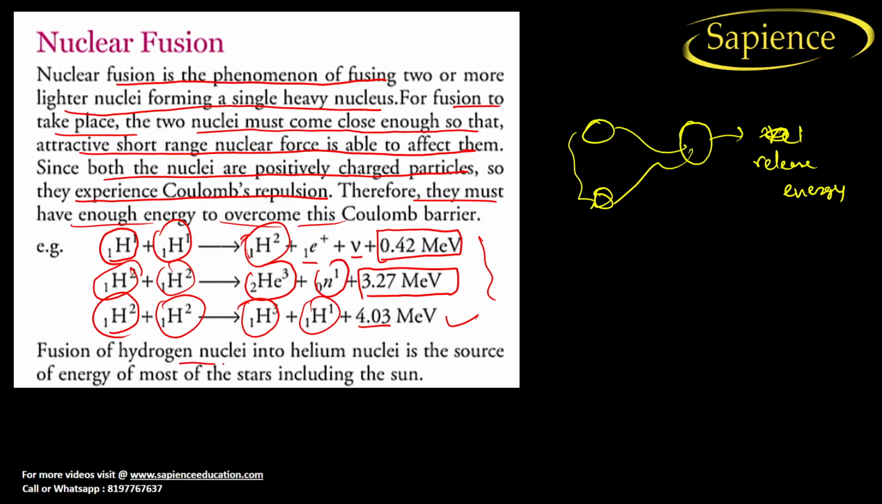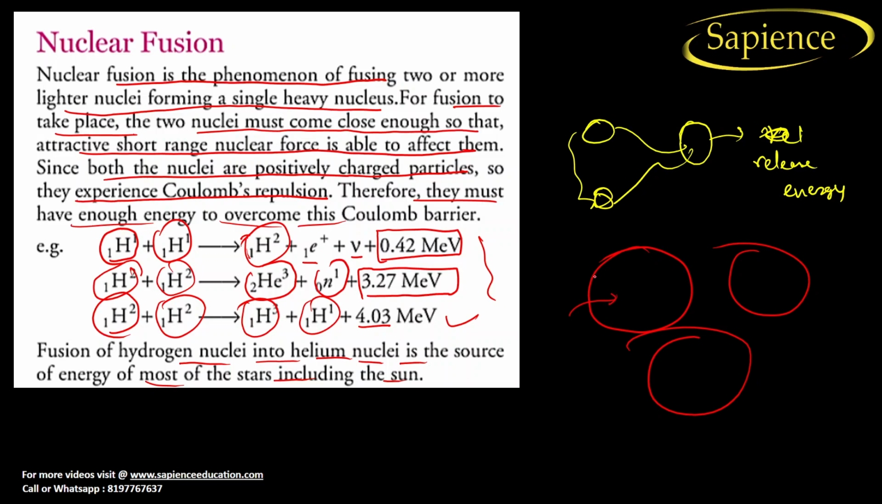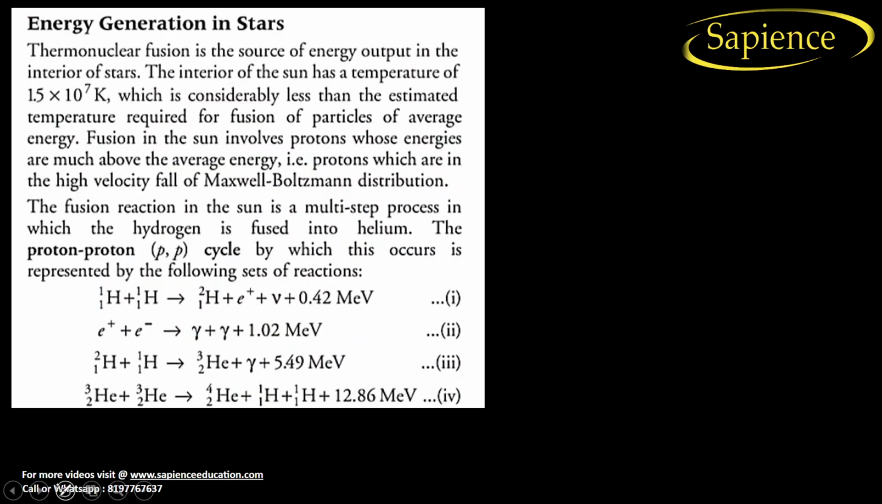Now fusion of hydrogen nuclei into helium nuclei is the source of energy of most of the stars including the sun. Whenever you find the sun or the stars, the phenomenon which occurs in the sun as well as stars is nuclear fusion only, and by this process a large amount of heat energy is being released.